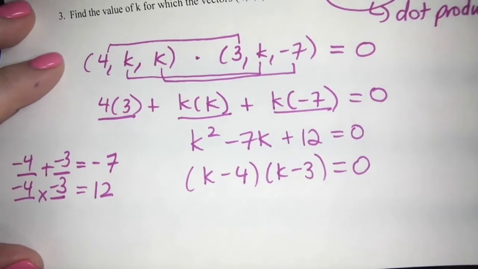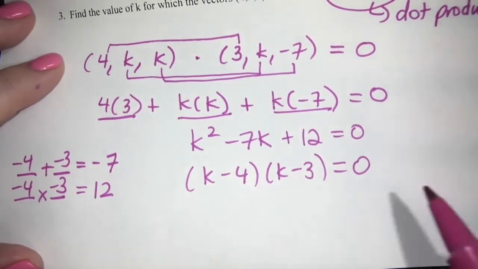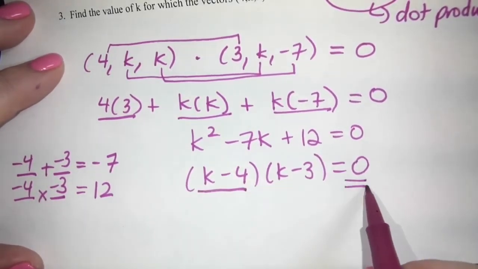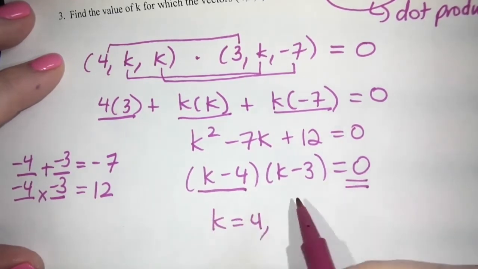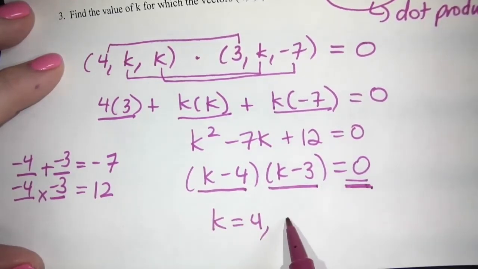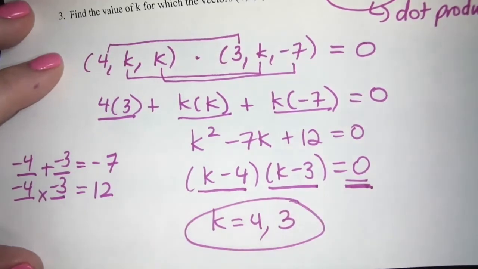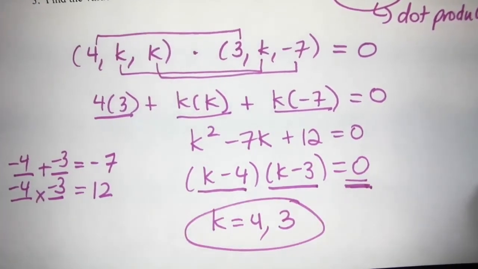And keep in mind, don't circle -4 and -3 on your exam, because if k minus 4 is equal to 0, then k is 4. And if k minus 3 is equal to 0, then k is 3. So our answer would be both 4 and 3.